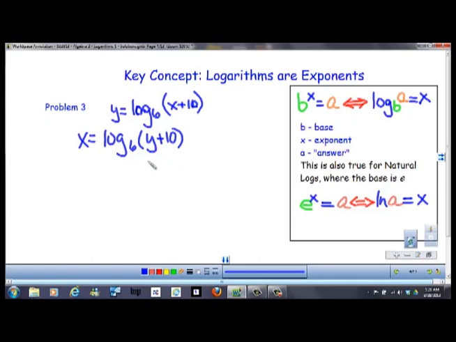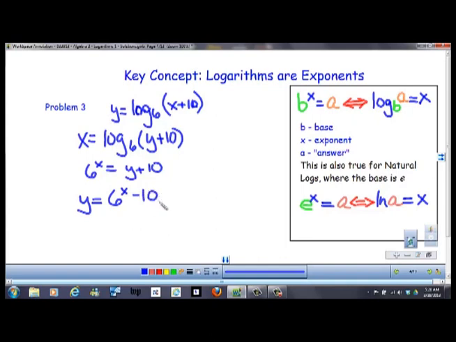All right, so now we want to solve this, and as we just said, this is 6 to the x is equal to y plus 10. We want to get y by itself, so it's simple enough. We're going to subtract 10 from both sides, and we get y is equal to 6 to the x minus 10.